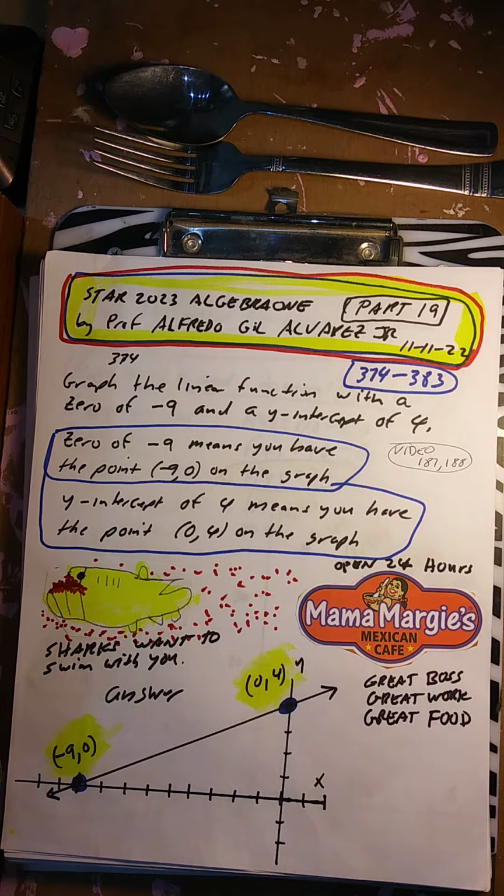Again, once you finish studying for Algebra 1, go to Mustang Island somewhere, have fun. Remember, sharks want to swim with you.